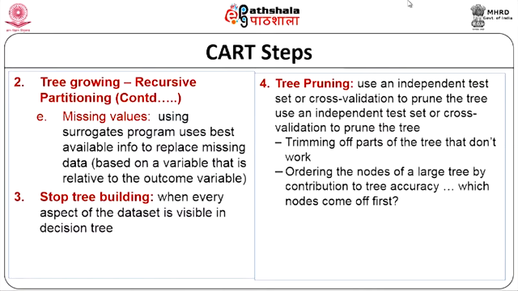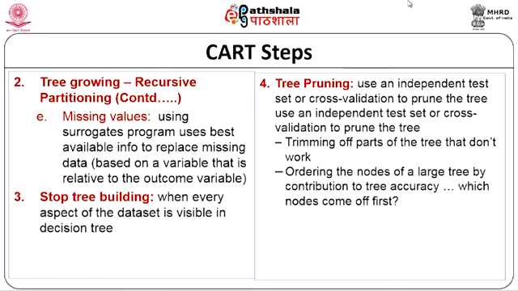Now, what is the first step we did? We did initialization, then recursive partitioning. Recursive partitioning is nothing but building the tree. Then you stop building the tree. After that, you have a large tree, and you have to do pruning. Pruning means cutting away certain parts of the tree so that you do not have to consider them. Use an independent test set or cross validation to prune the tree. So, trimming off parts of the tree that do not work is what you are essentially doing with pruning.